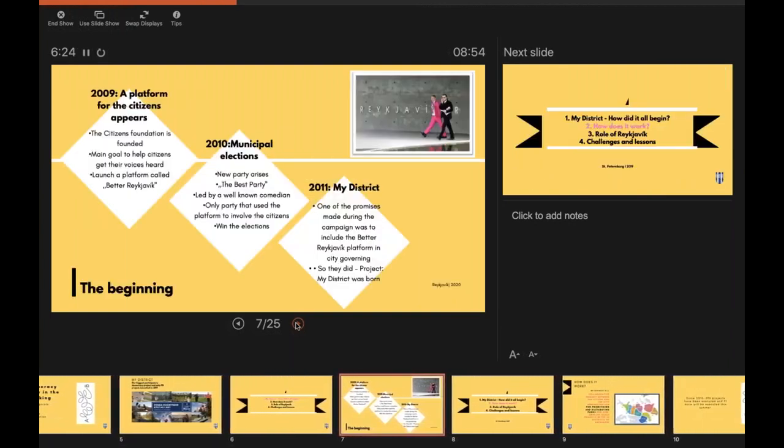It started in 2009, when the platform for the citizens appeared and the Citizens Foundation was founded, which is a non-governmental organization. They launched a platform called Better Reykjavík, where we host My District. And then in 2010, we had the municipal elections, where the comedian became mayor. They had a special campaign where they promised never to do anything they promised. So one of the things that they actually did was My District, and they launched this project that is still running, and I think it's what it is because the politicians were dedicated and supportive of the project, and the mandate came from above.